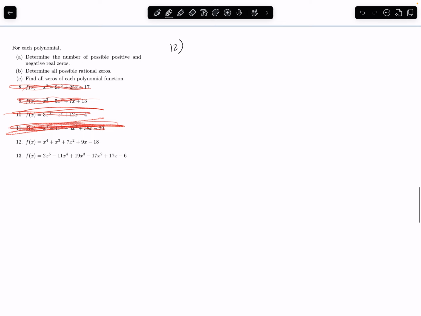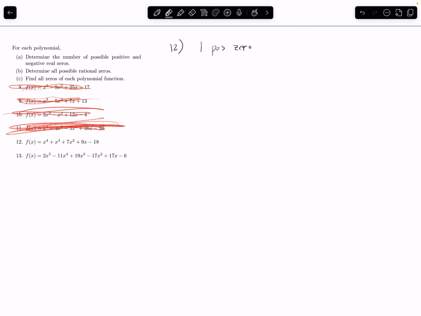Okay, number 12. Number 12 says x to the fourth plus x to the third plus 7x squared plus 9x minus 18. So counting the sign changes, these are all positive. Only this one's negative. There's only one sign change, which means exactly one positive zero.